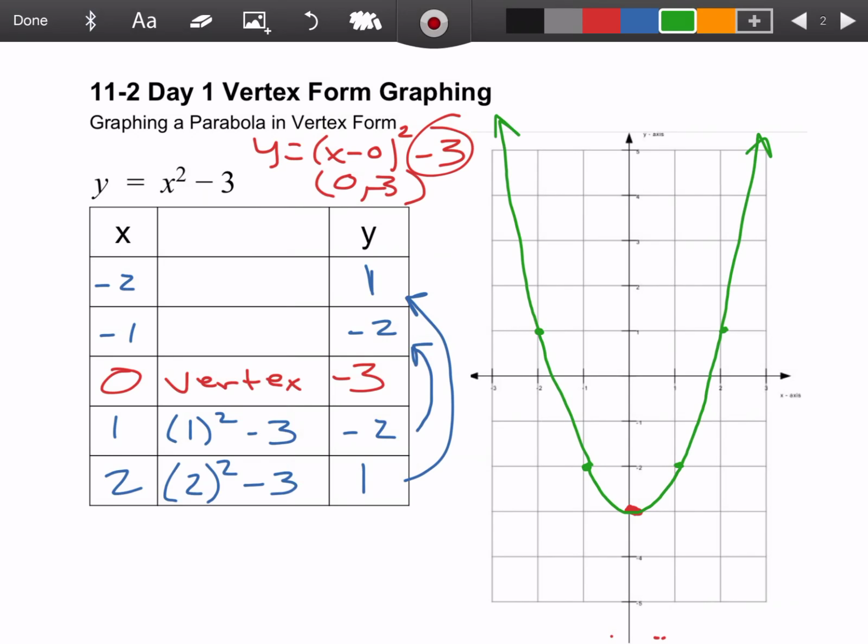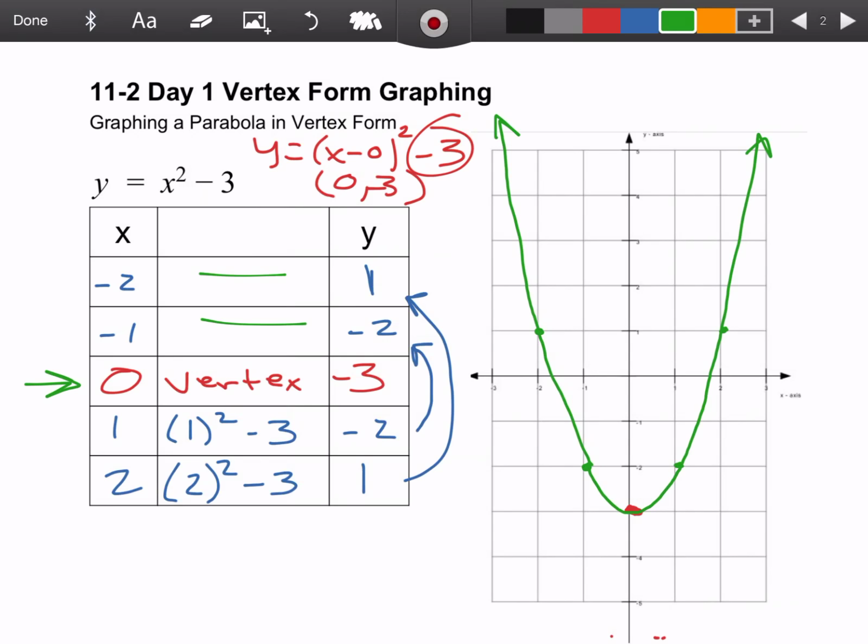Drawing my parabola is much better than the last few videos. Good. All right. So we don't really need to fill these in, right? The vertex is always going to be in the middle here, and that tells us what the vertex is right from the get-go, because these are in vertex form.